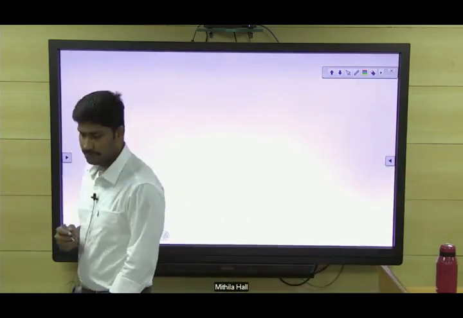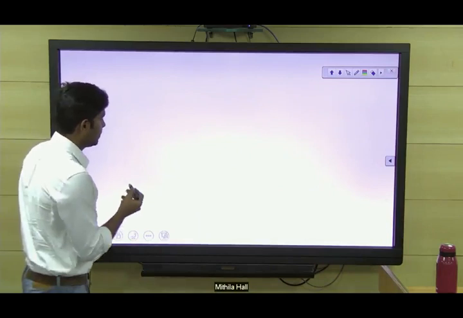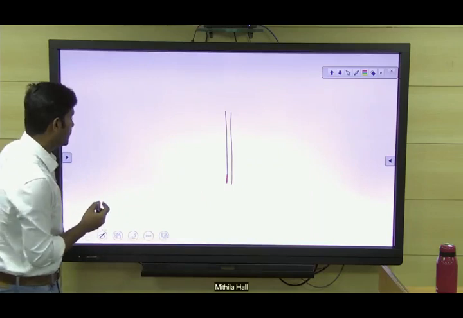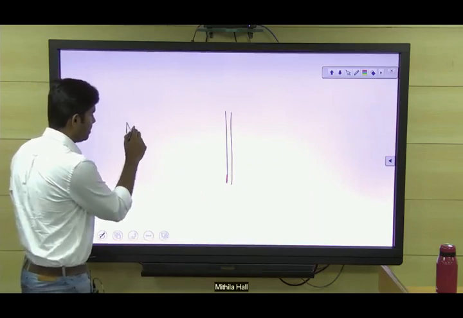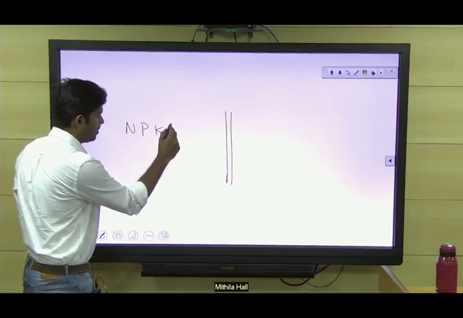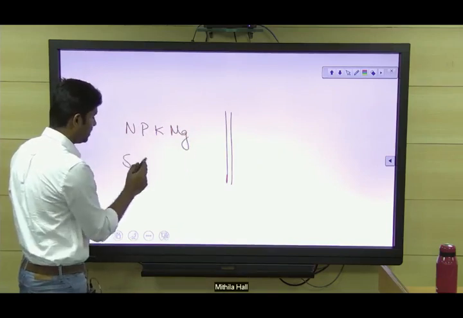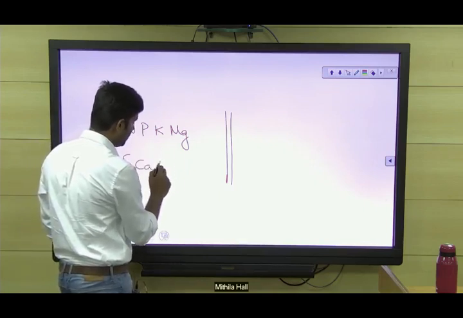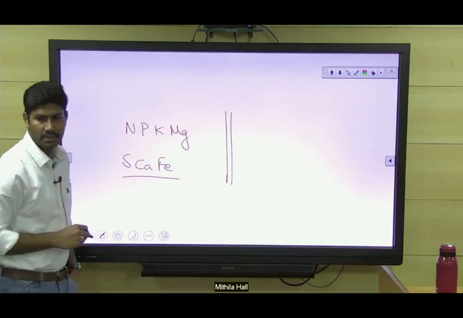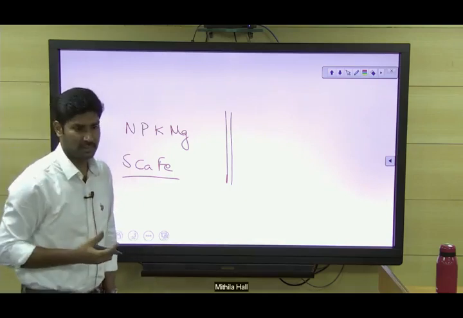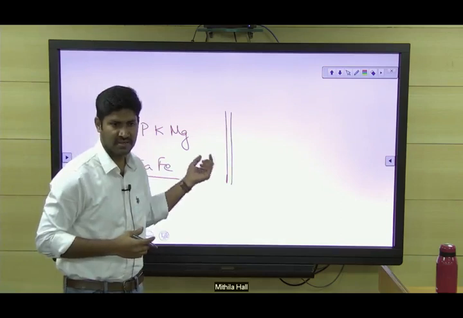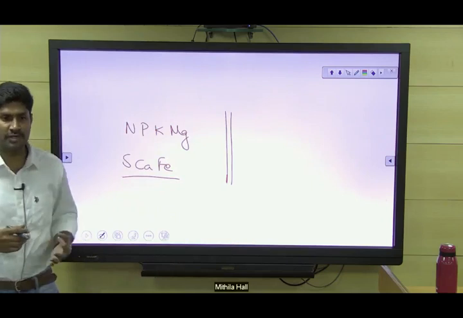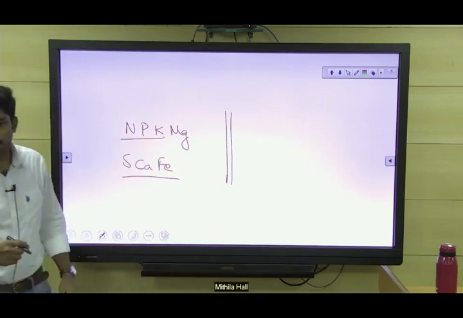So, a simple topic: nutrient management. Some nutrients are essential for croplands: nitrogen, phosphorus, potassium, magnesium, sulfur, then calcium, iron. There are several essential nutrients for croplands. For the normal growth and development of crops, they need these essential nutrients, so they are called essential nutrients. And the three major nutrients for croplands are NPK: nitrogen, phosphorus, and potassium.